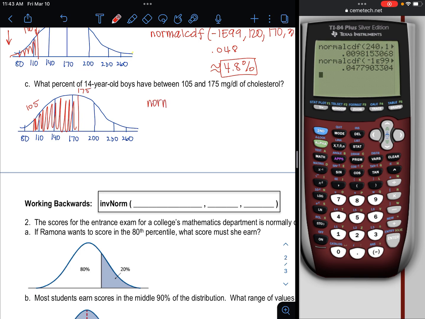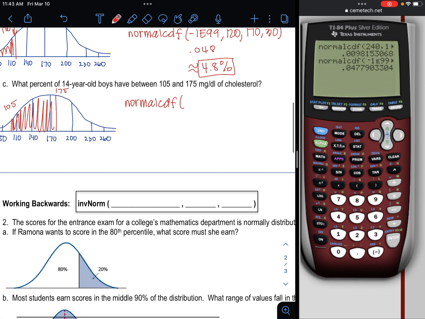I'm going to write down normal CDF. You want to show what you're typing in your calculator. You can't just type it and put an answer, right? Lower bound is 105. Upper bound is 175. Mean is still 170. Standard deviation is still 30. So this is just showing you, if you had to do negative infinity to a number, or to positive infinity, or in between 2 numbers, how to do each one.